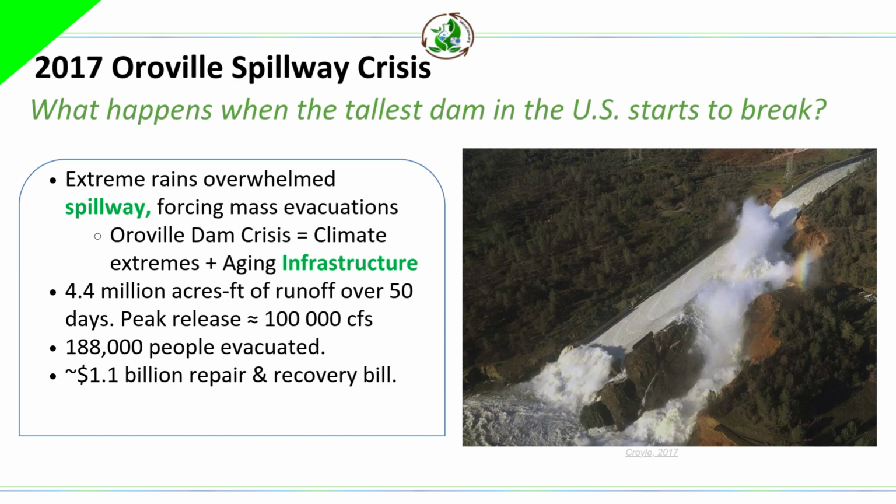Over just 50 days, 4.4 million acre-feet of runoff flowed through the dam, with peak releases reaching about 100,000 cubic feet per second. The damage and repairs cost around $1.1 billion. This event reminds us that managing water isn't just about moving it from north to south. It also involves preparing for extreme weather and maintaining massive infrastructure.